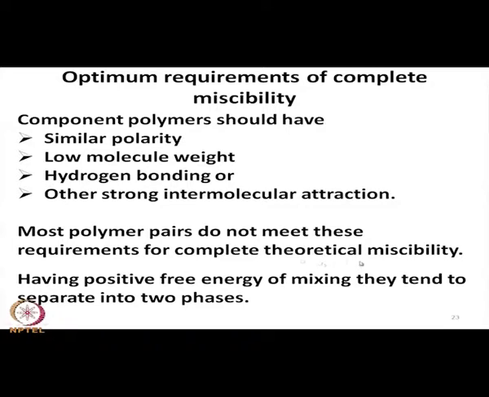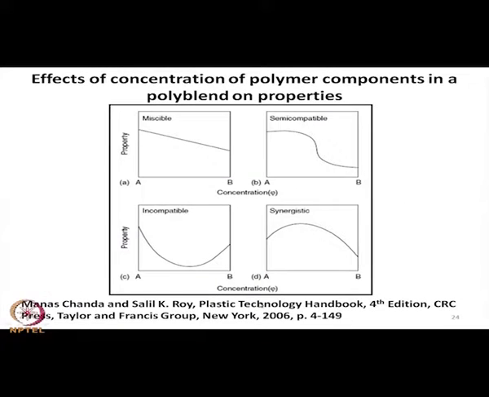Since two component polymers cannot meet the complete theoretical requirement of miscibility, we have to look into their free energy of mixing. If the free energy of mixing is positive, the component polymers will tend to separate into two different phases. Let us proceed towards the other aspect, the semi-compatible part of the curve.